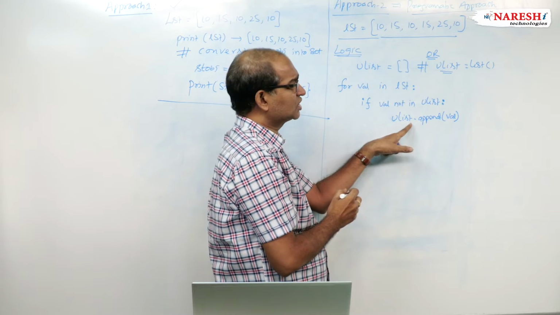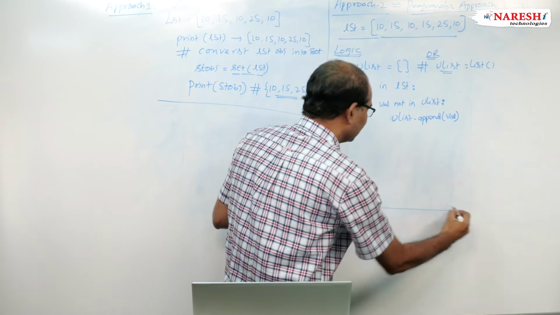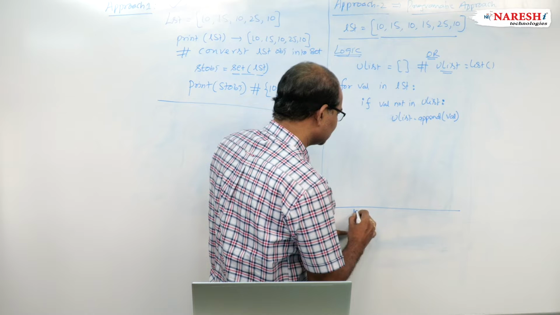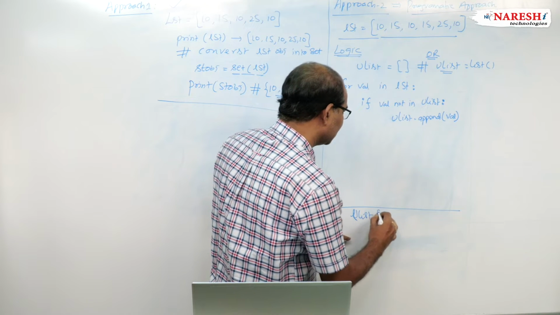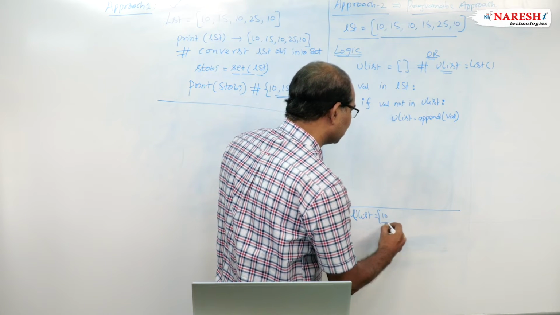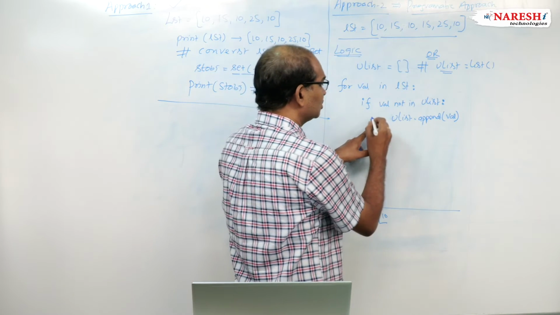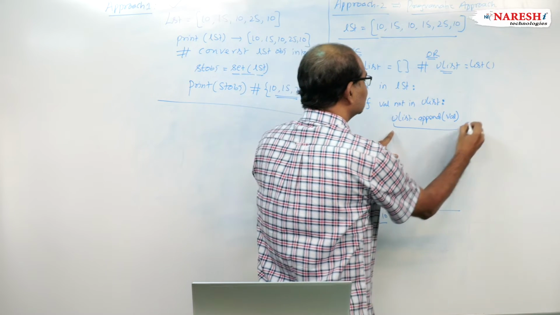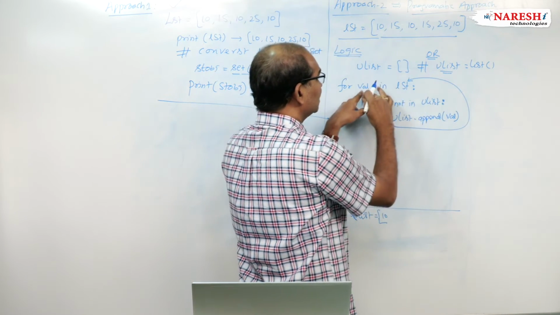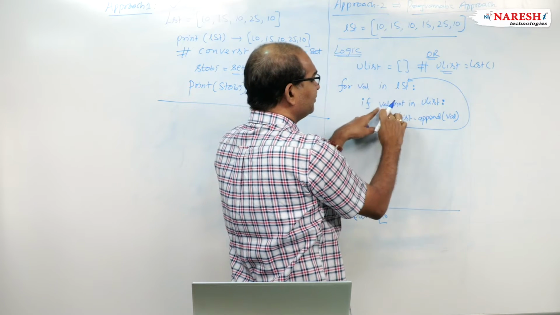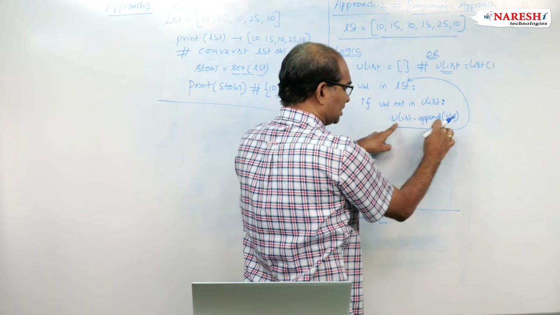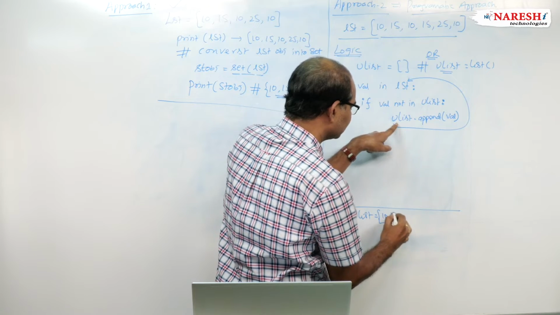So according to this logic, uList is containing the value 10. uList is equal to, containing 10 the first time. Next it goes to the loop. What is the next value? 15. 15 not in uList? Yes, so append that value 15.